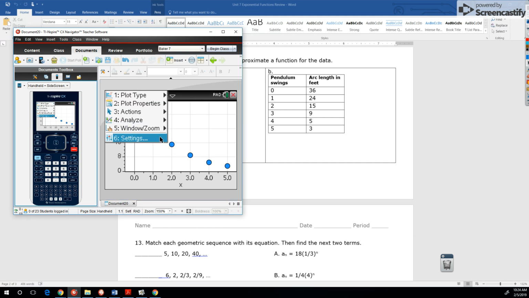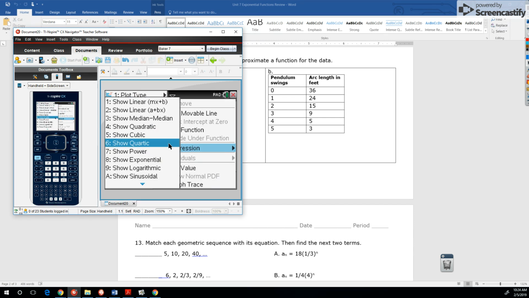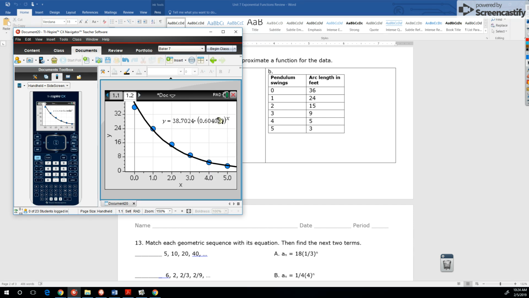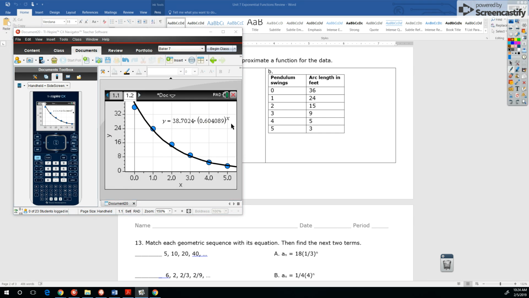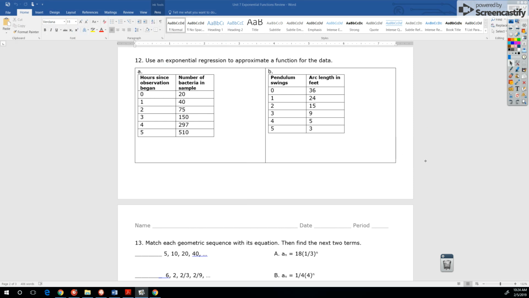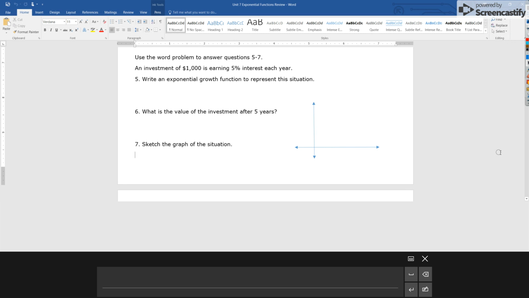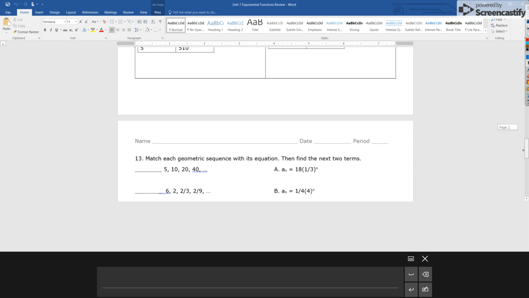So I am going to see, when I do this regression, that I have a number that's less than 1 as my growth factor. So I have y equals 38.7024 times 0.604089 to the x power. Oops, don't want to do all that again.